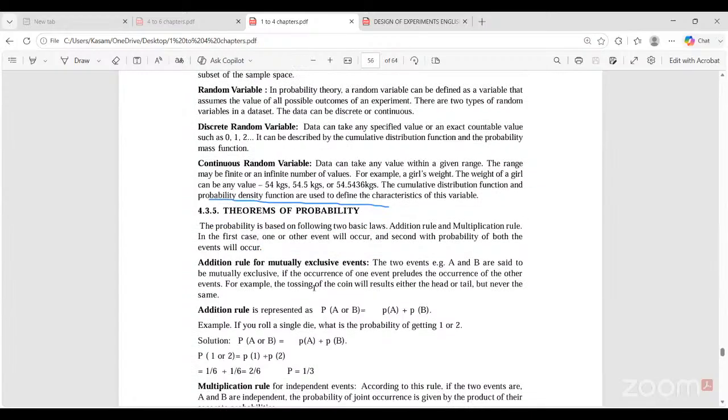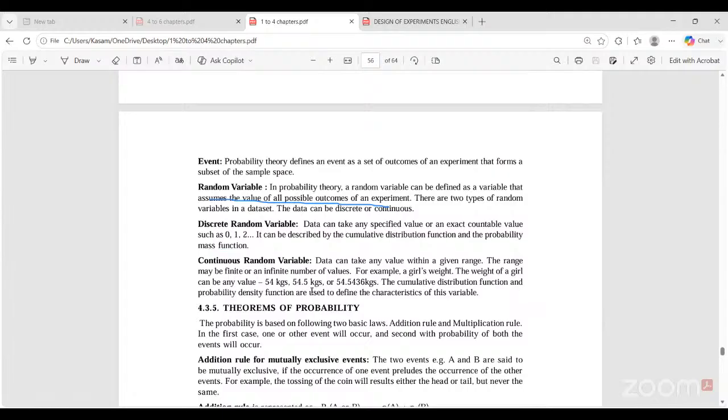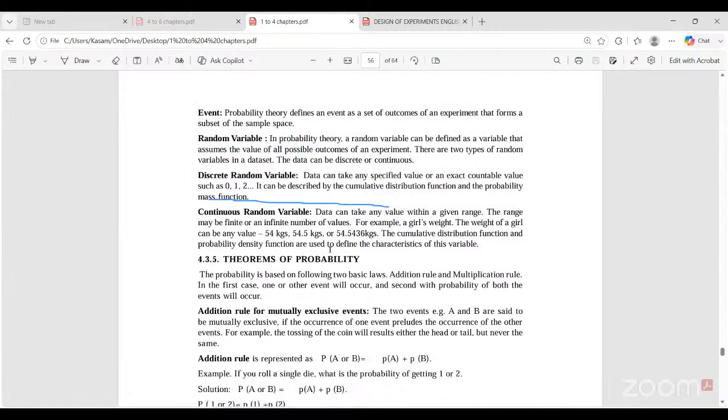A continuous random variable means infinity, as I told you. A discrete random variable means it is limited. A random variable means we pick something. In probability theory, a random variable can be defined as a variable that assumes the value of all possible outcomes of an experiment. There are two types of random variables in a data set. The data can be discrete. Probability theory defines an event as a set of outcomes of an experiment forming a subset of the sample space.